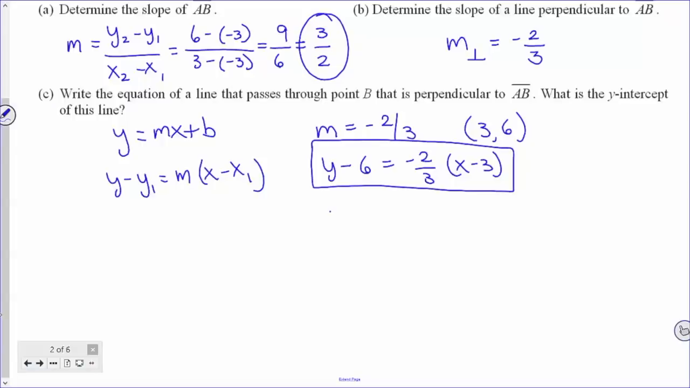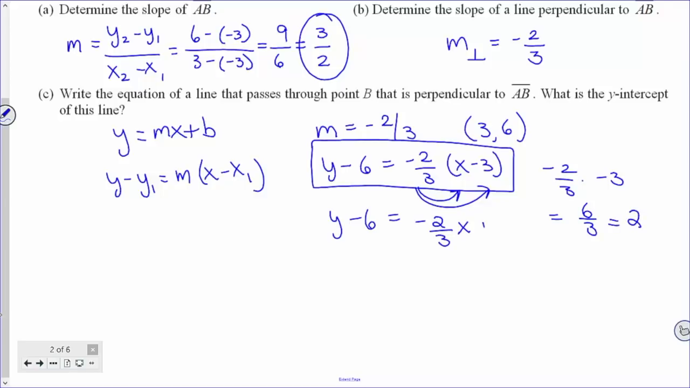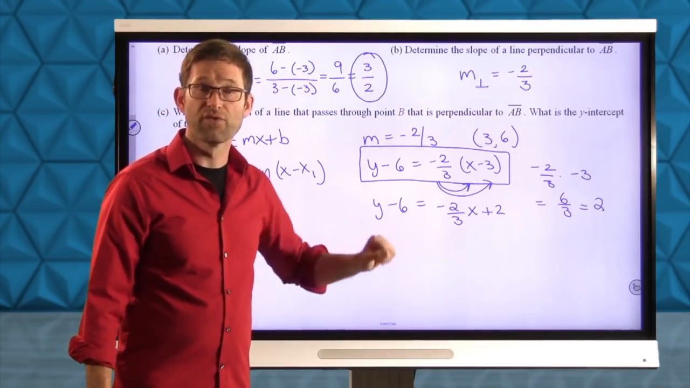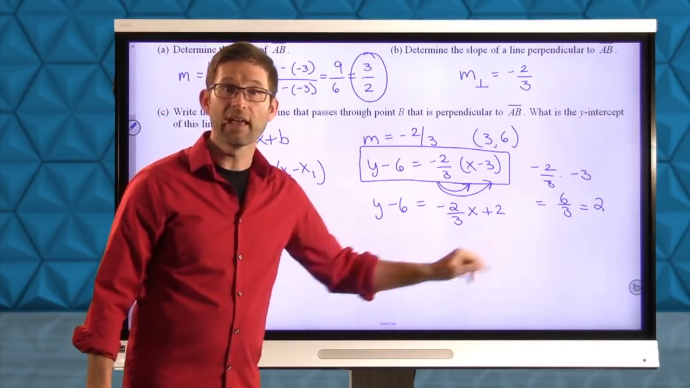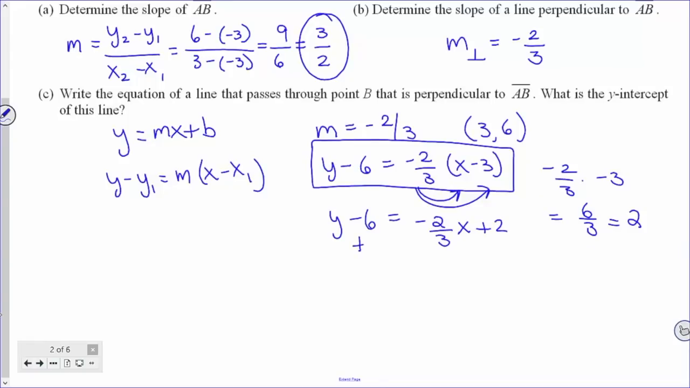So let's do that. Let's take this thing and we're going to rearrange it by distributing the slope. That's going to be y minus 6 equals -2/3 times x. Then we have to do -2/3 times -3. Well, that's going to be +6/3, which is +2. Now watch out. The y-intercept is not +2. We still need to bring that -6 over by adding a 6 to both sides.